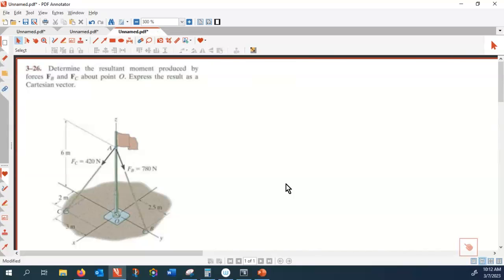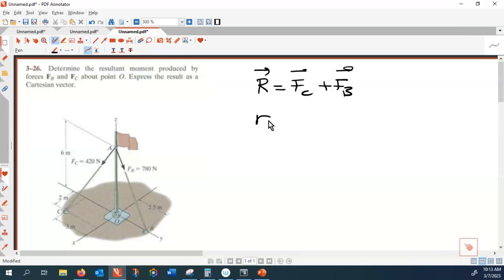Okay, so what we can do is we can calculate the moment as a vector in different ways. So one way of that is, first I find the resultant of the FC, FB, and then the position vector for that I can take R to be OA. And then the total rotation would be R multiplied by resultant. That's one way of doing it.